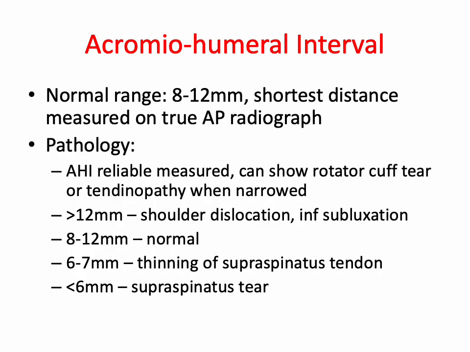The acromiohumeral interval is important in both shoulder dislocations and rotator cuff pathology. It normally measures 8 to 12 millimeters, and can be reliably measured on a true frontal radiograph. Greater than 12 millimeters, you're thinking dislocation or subluxation. Less than 6, you're thinking rotator cuff pathology. And in severe rotator cuff pathology or complete supraspinatus tears, there can be complete obliteration of the acromiohumeral interval.